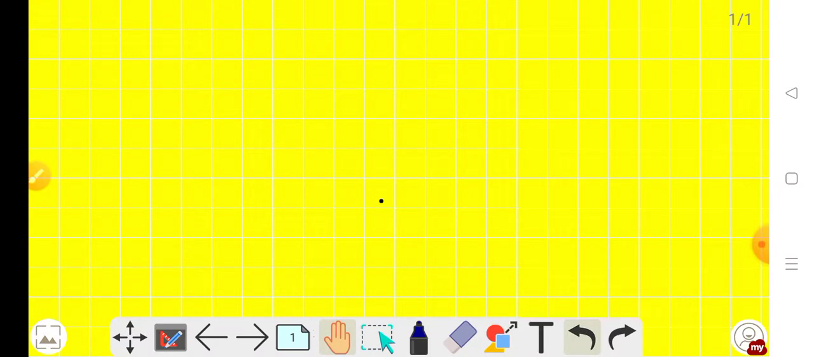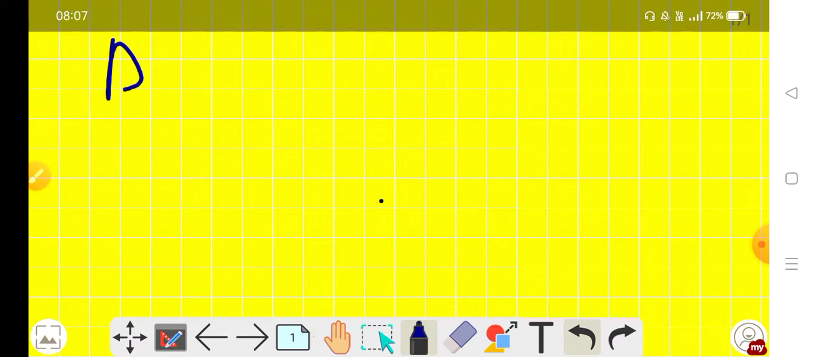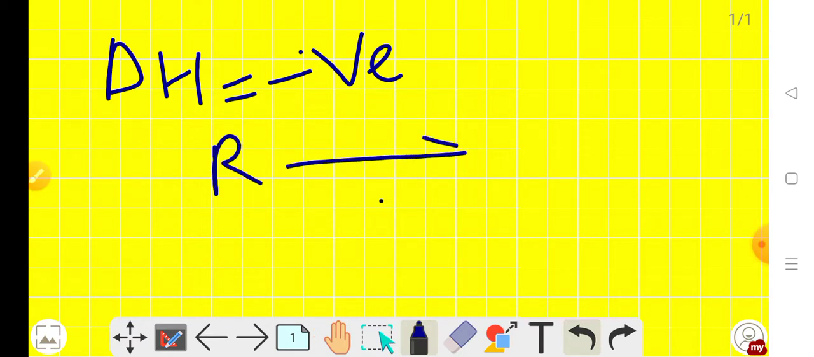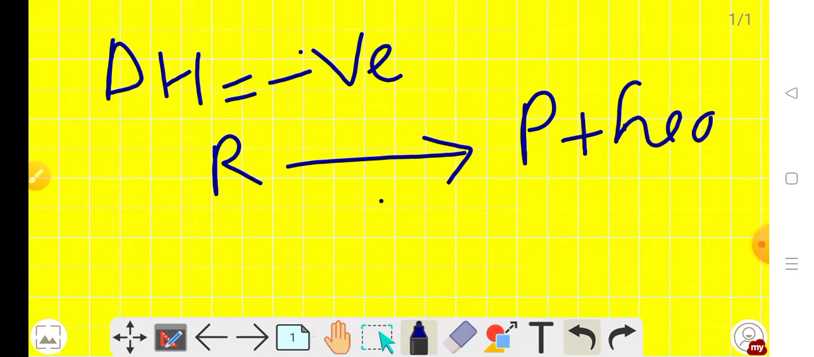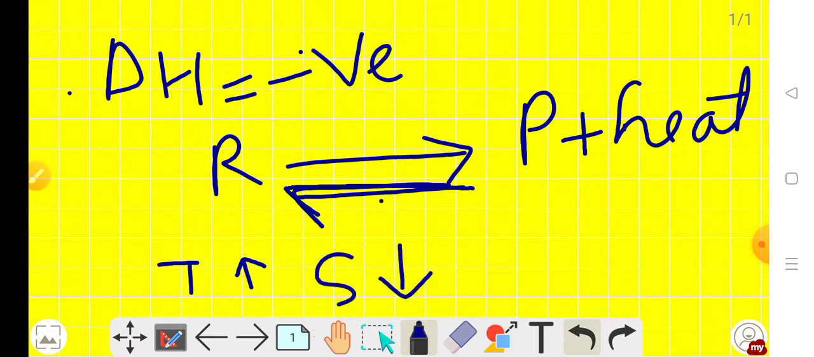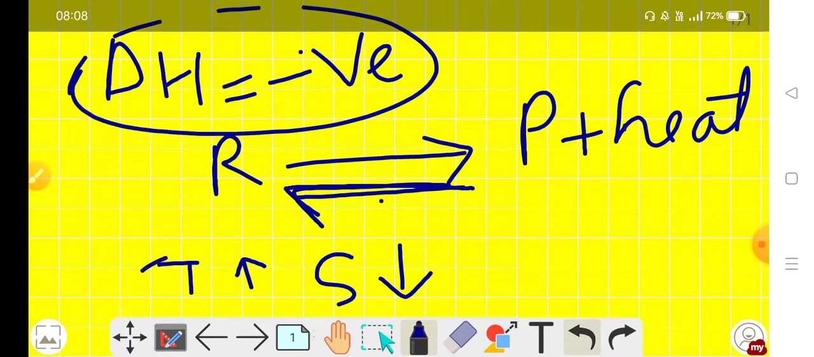Okay, and then in case of an exothermic reaction, what happens? In case of an exothermic reaction, we know that ΔH is negative. That means heat is evolved in this reaction. So here if we increase the temperature, the reaction proceeds in the backward direction. So solubility is decreased. That is all about Le Chatelier's principle.